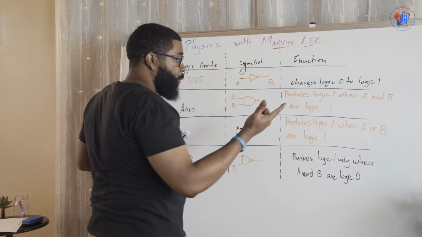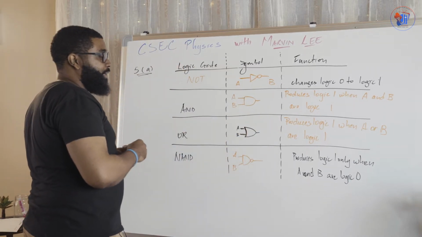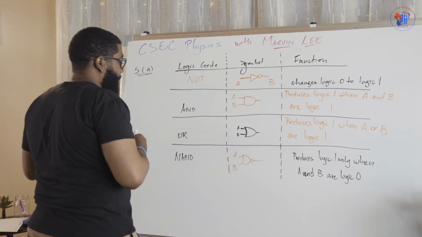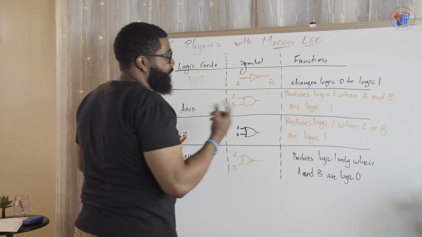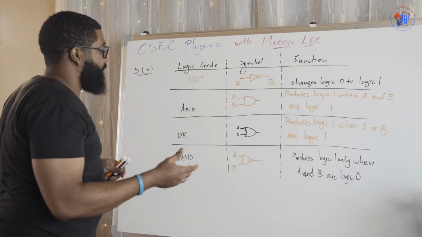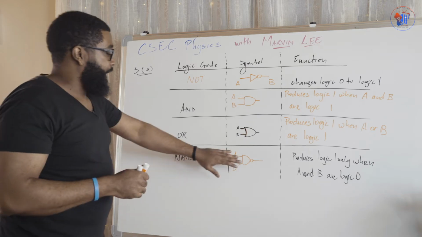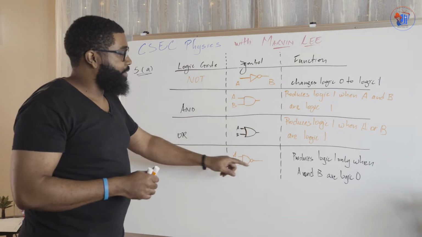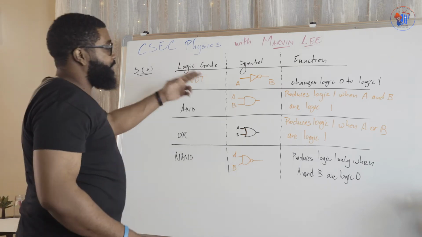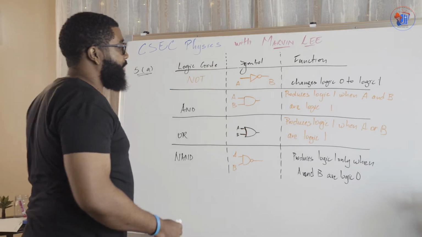It produces logic 1 when A and B are logic 1. OR gate produces logic 1 when A or B are logic 1. NAND gate: an AND gate, but this circle means the output is inverted. And for this table, you get 1, 2, 3, 4, 5, 6 marks.